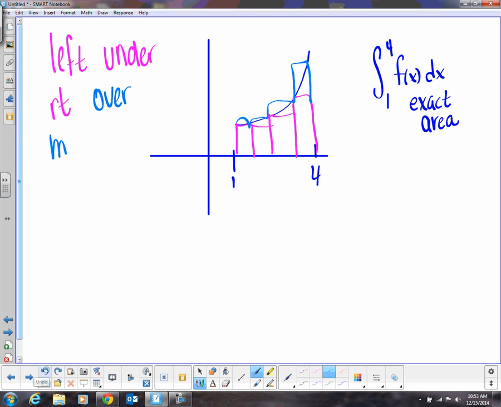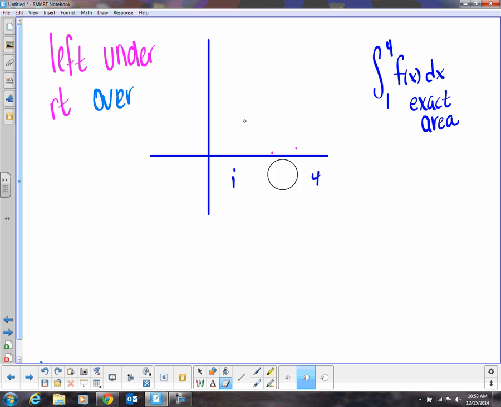maybe I can get rid of the blue. I'll try to erase, if I can find my eraser. All right. I'm just going to erase it all. I'll just draw it again. So now we're going to do a midpoint.